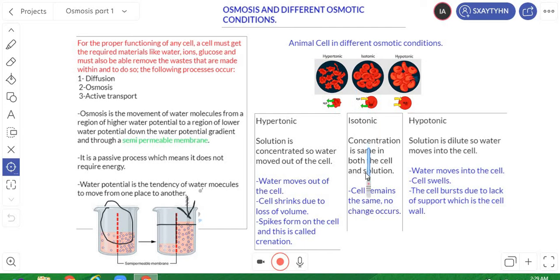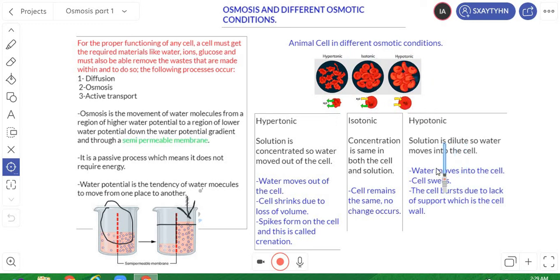Then in the isotonic condition, you can see that the concentration is the same in both the cell and solution, which means the number of water molecules and solids is the same in both the cell and the surrounding solution. So water moves in and out to keep it balanced, and the cell remains the same and no change occurs. And this is the preferred condition, which is also there in our body, and that is why red blood cells are not exploding or getting crenated, because the osmotic condition is isotonic in our blood. And this is what allows us to stay alive. Had it been hypertonic or hypotonic, we would have died, as the cell is dead in both circumstances, but not in the isotonic case.